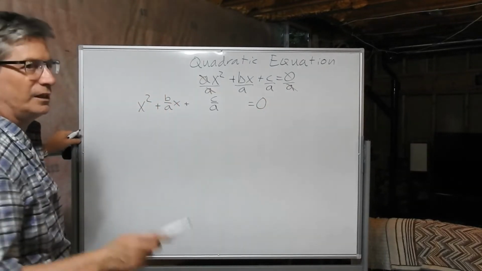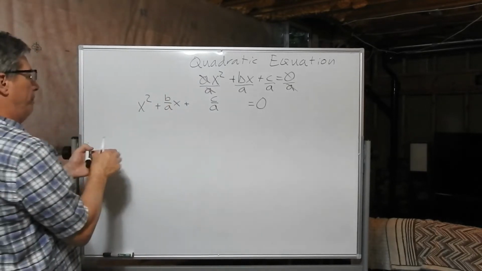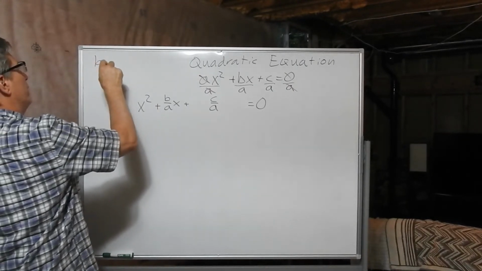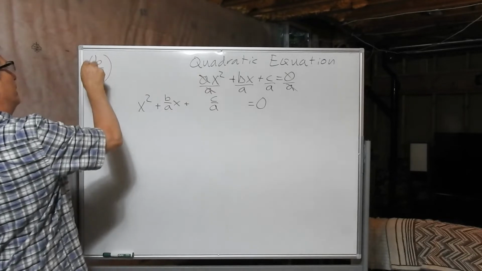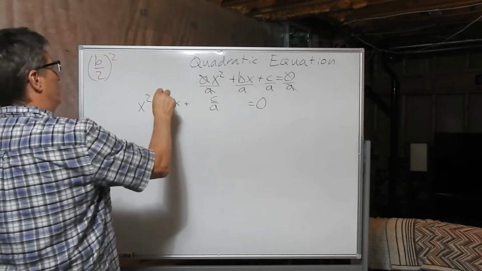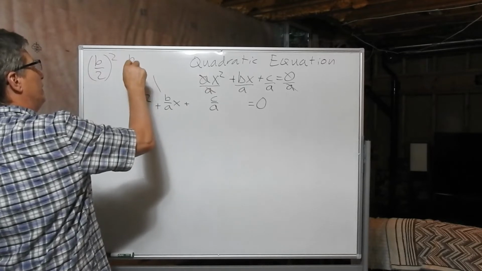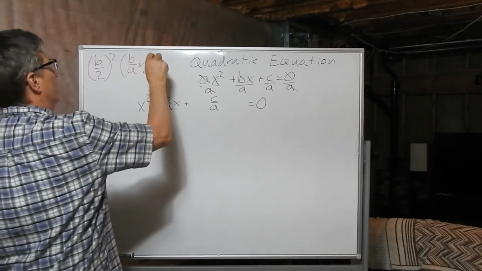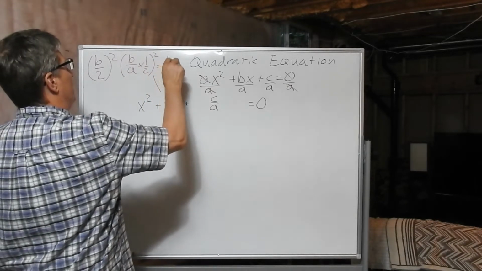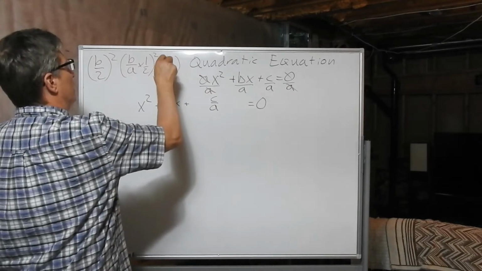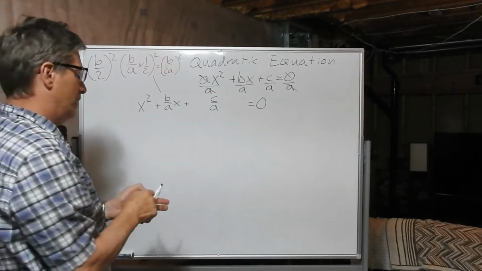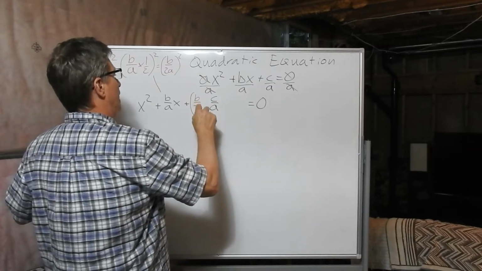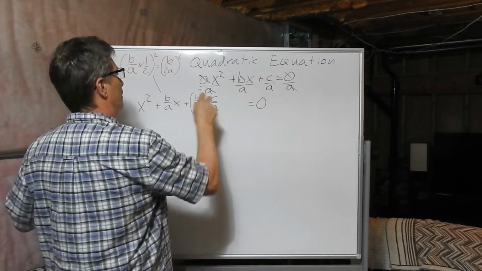Now, if you remember, in completing the square, what you had to do was take your b term, put it over 2 and square it. So let's do that. We have b over a times 1/2, squared. So that would be b over 2a, squared. And that's what we need to add to complete the square. Let's add that right there.